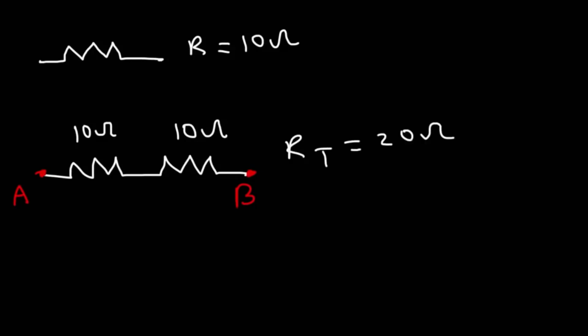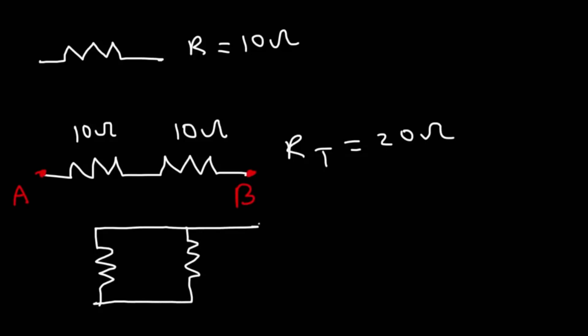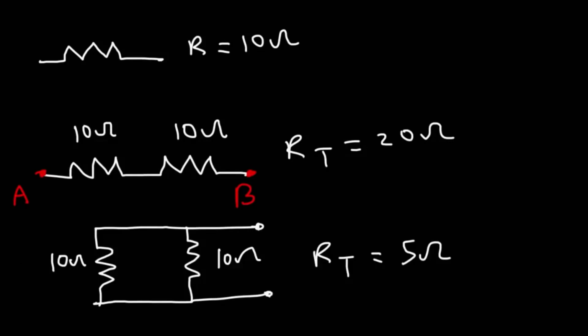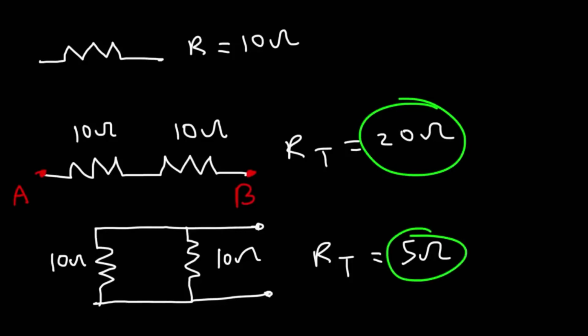Now, if we wish to decrease the resistance, we can connect the two resistors in parallel. Whenever you connect two resistors in parallel, if the two resistors have the same value, if they're identical, the total resistance of the two identical resistors will be half of their respective values. So it's going to be 5 ohms. Thus, if you want to increase the resistance, connect resistors in series. If you wish to decrease the resistance, connect them in parallel.